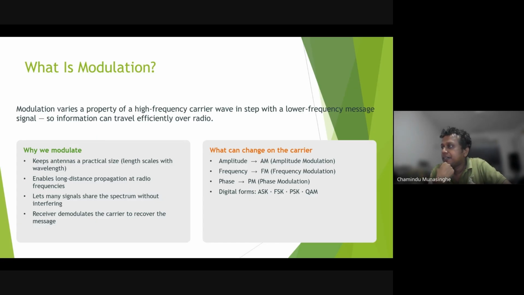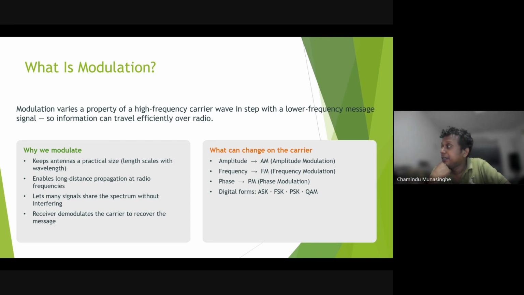And then long distance propagation, right? So for example, at lower frequencies, the energy field is weaker, right? The propagation is weak. And then higher frequencies we can send further, right? And modulation lets many signals share the spectrum.